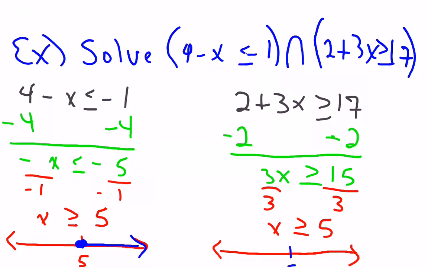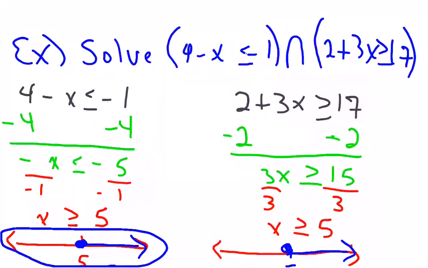So here's our 5. And so to put these on the same number line, if they said to graph the solution, then notice if we put these on the same number line, it would be the same solution, and that would be our answer. And that's how we would graph it. Make sure to put the closed dot on the 5 and then the arrow.